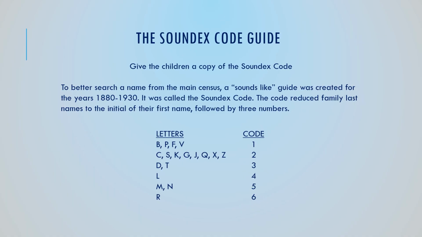Give the children a copy of the Soundex code. To better search a name from the main census, a Sounds Like guide was created for the years 1880 to 1930. It was called the Soundex Code. The code reduces a family's last name with just the first initial of their last name, followed by 3 numbers. To determine the 3 numbers necessary, let's look at an example using my last name. Let the children code their name also by using the example and the guide.